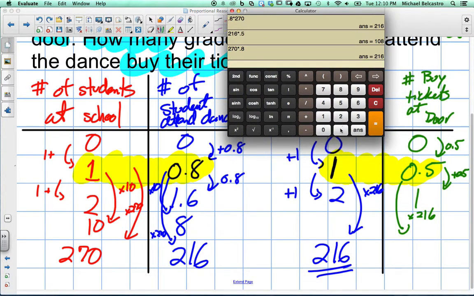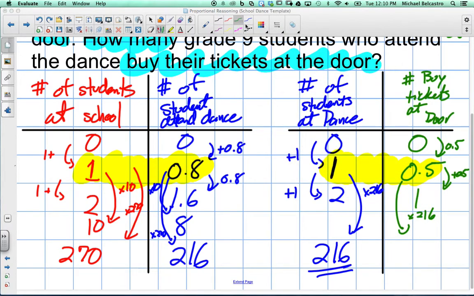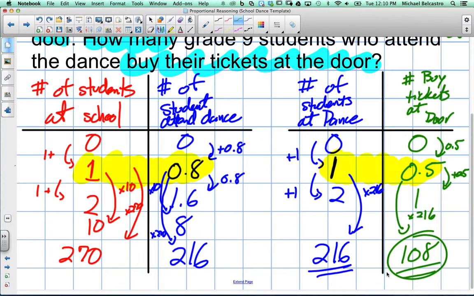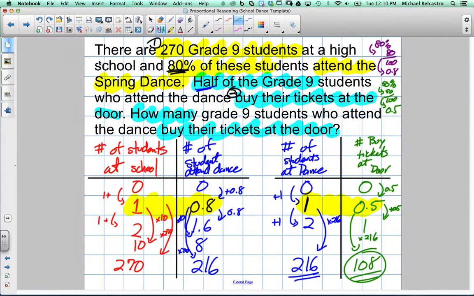So we take our 0.5 and multiply by our 216 students who are at the dance, and 108 of the grade 9 students would have bought their tickets at the door. And that's what they were really looking for. 108 students bought their tickets at the door.